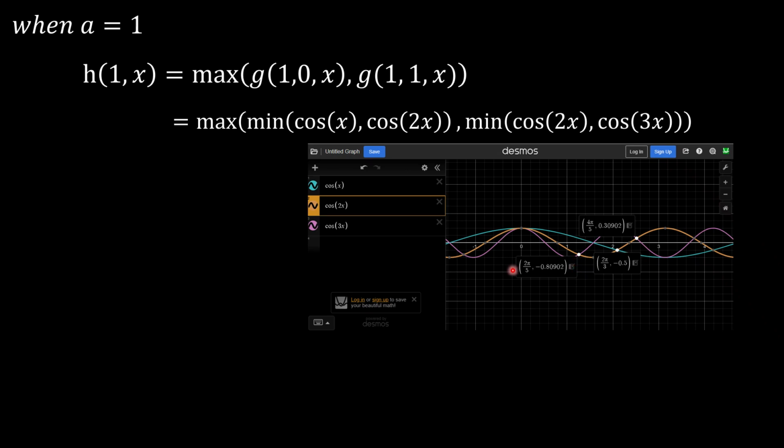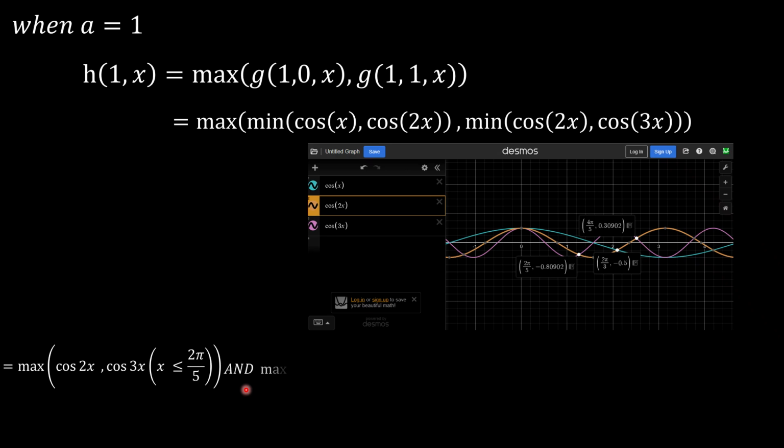And as you can see, we can split this into probably 1, 2, 3, 4, so 4 subregions. Between 0 and 2 pi over 5, for the minimum between cosine x and cosine 2x, cosine 2x is the minimum in that region. And for the minimum between cosine 2x and cosine 3x, cosine 3x is the minimum. So in that region, we have a maximum between cosine 2x and cosine 3x, right?